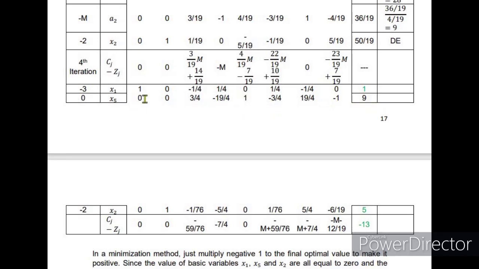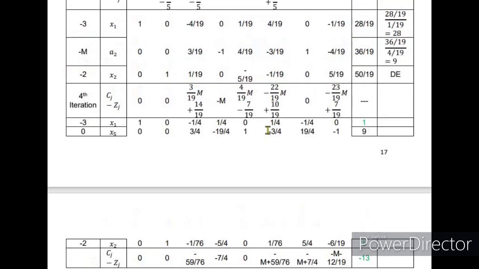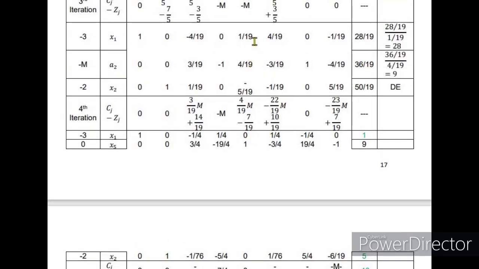Then you will think again of a multiplier that will make an identity matrix between these basic variables x sub 1, x sub 5, and x sub 2. So this value of the x sub 1 row should be 0. Okay, so what number can we use? We will use the previous value, the 1 over 19, to make this 0, because 1 times 1 over 19 is 1 over 19. Then we will subtract it from the previous value, which is 1 over 19. It will become 0.